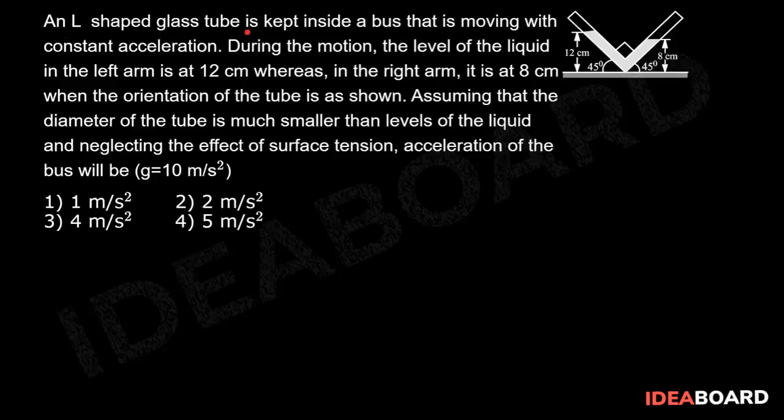An L-shaped glass tube is kept inside a bus that is moving with constant acceleration. During the motion, the level of liquid in the left arm is at 12 centimeters, whereas in the right arm it is at 8 centimeters.